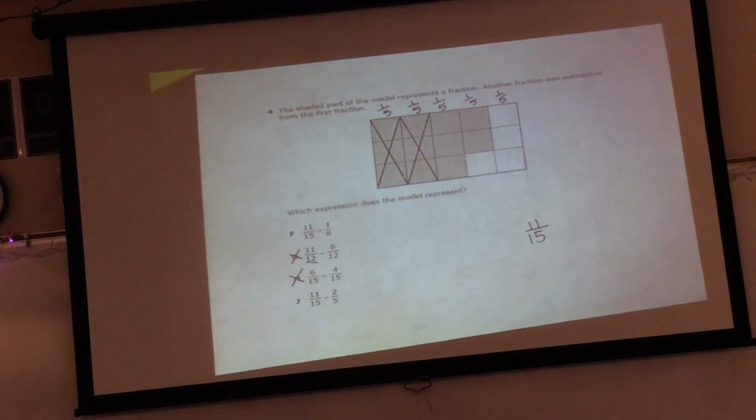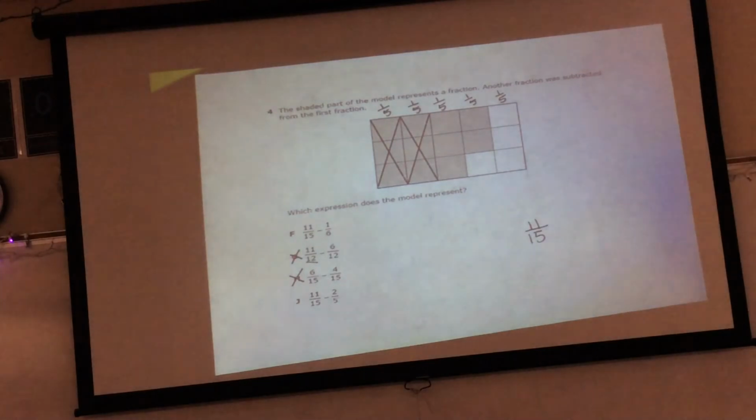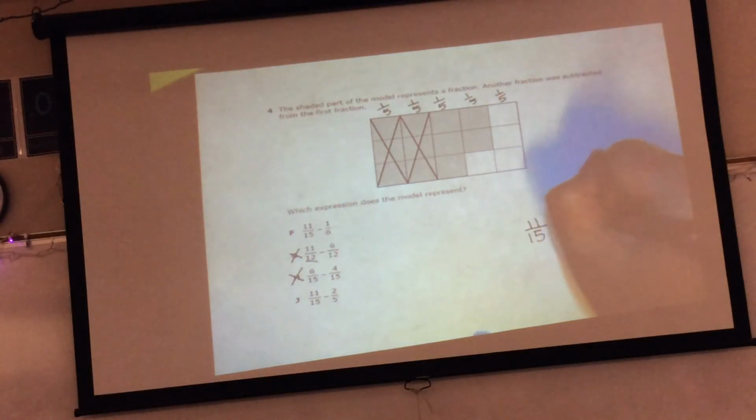Confusing? So how many do I have that are crossed out? 2. So fifths, that would be 2 fifths.